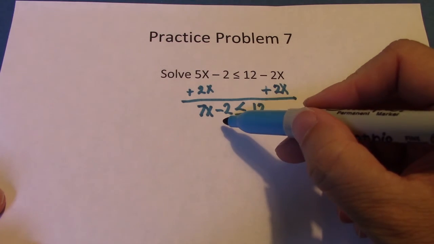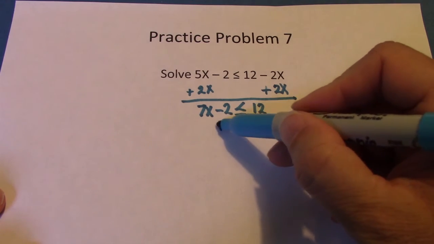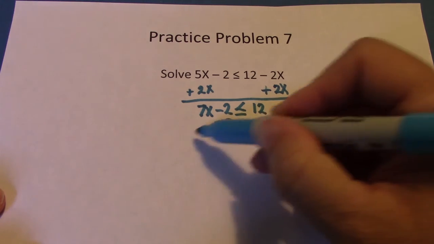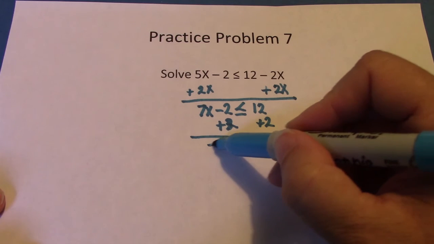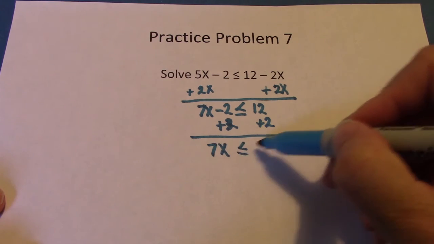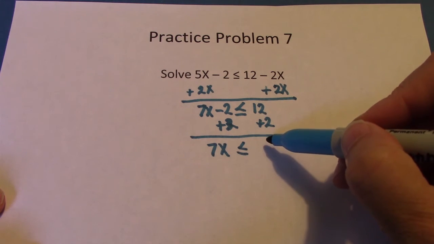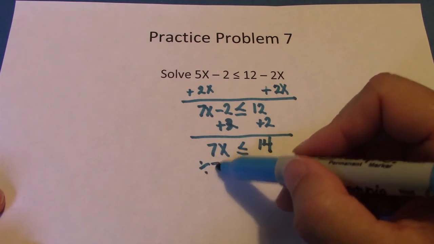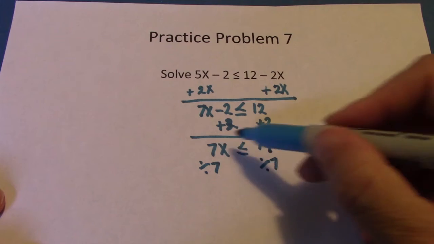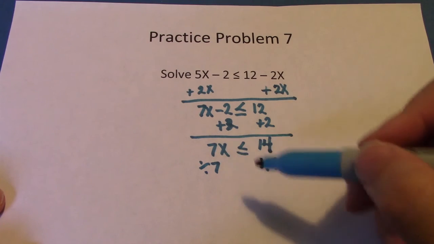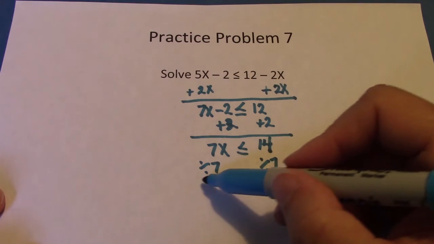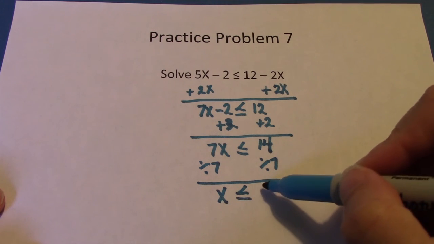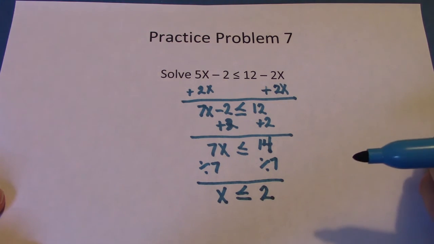So now this has minus 2 on this side, so let's do the opposite of subtracting 2, which is to add 2. That cancels out, and we have 7x left on that side. 12 plus 2 is 14. Now we need to divide by 7, since the x is being multiplied by 7. We do the opposite. That leaves us with x on this side is less than or equal to 2.